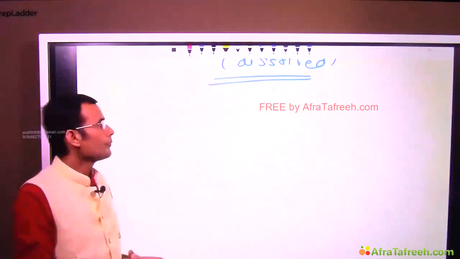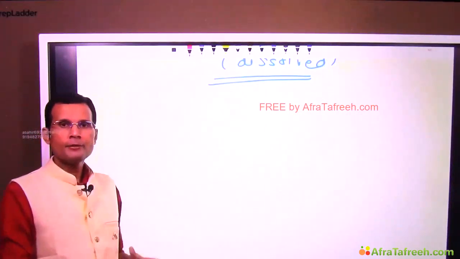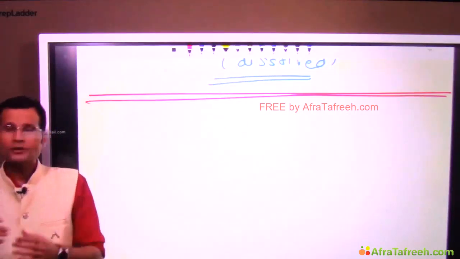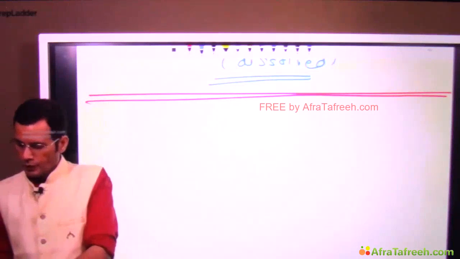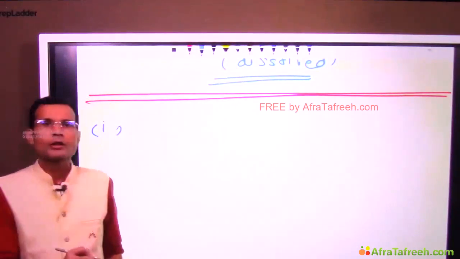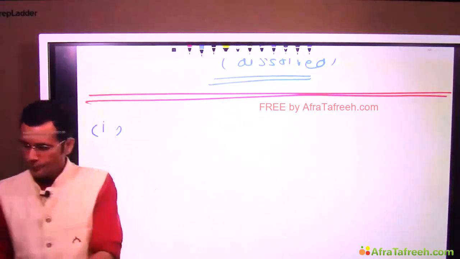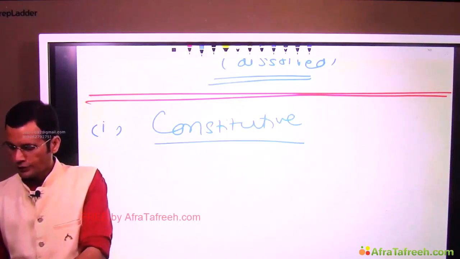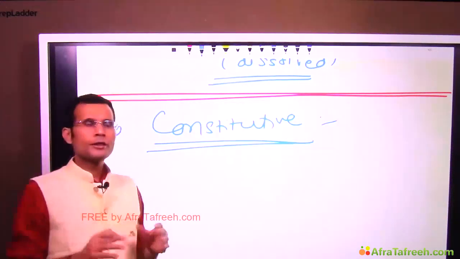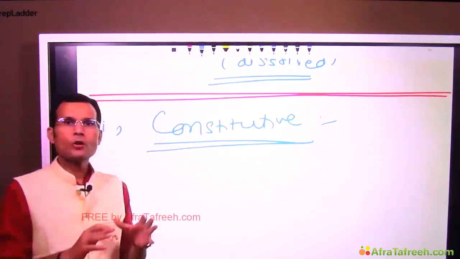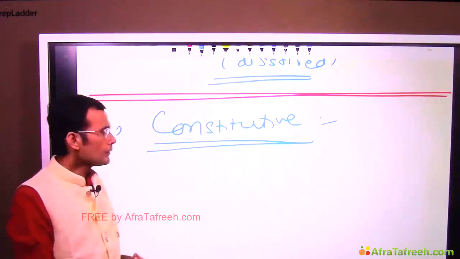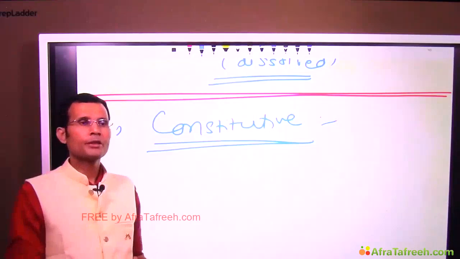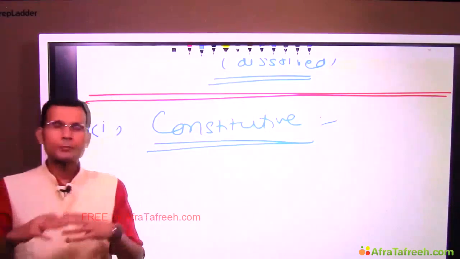Apart from this, there is one more way of classifying endocytosis, based on the mechanism. So what are the types? First one, constitutive endocytosis. Constitutive endocytosis means it occurs continuously. It does not need a particular signal to arrive. It does not need any such specific mechanism.